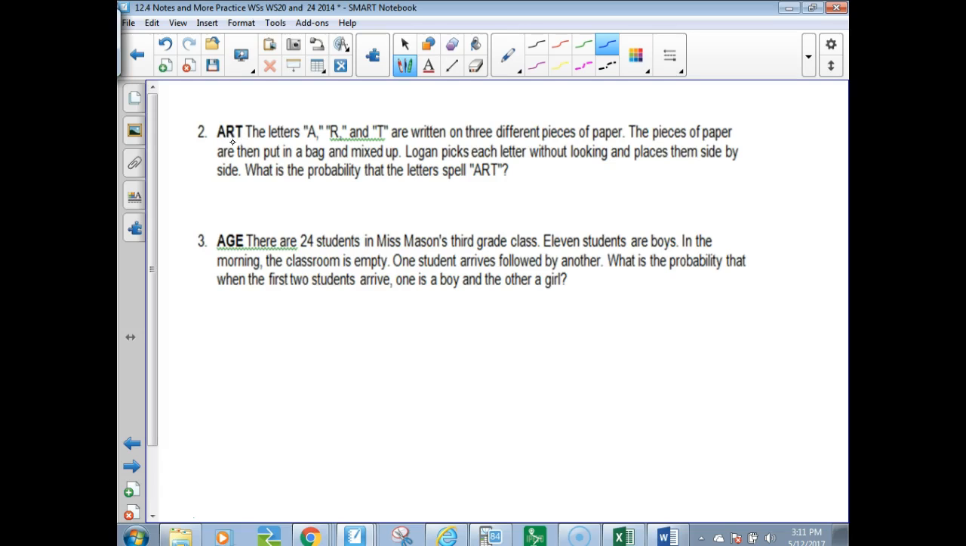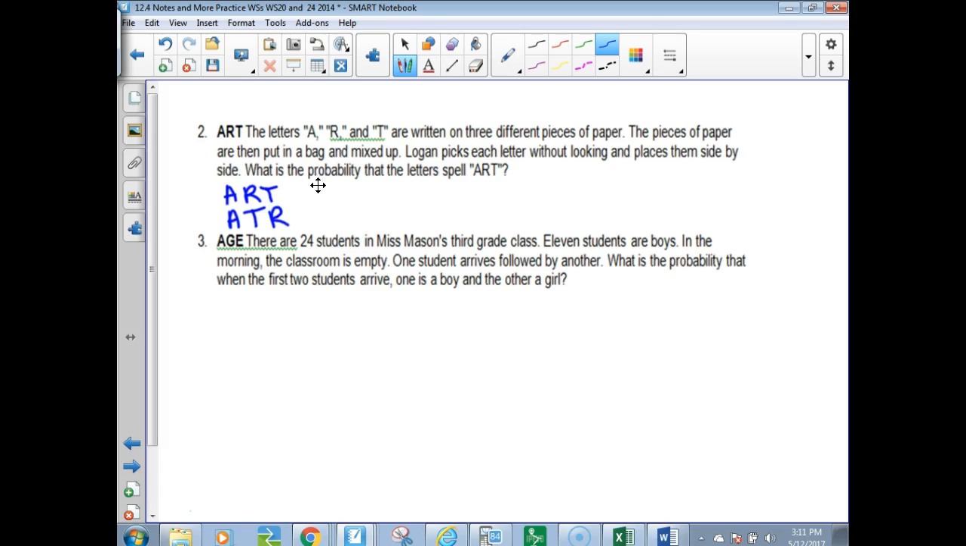All right, we got the word arts. The letters A, R, and T are written on 3 different pieces of paper, and the pieces of paper are then put into a bag and mixed up. Logan picks each letter without looking and places them side by side. What's the probability that they spell arts? Well, that's one possibility of A, R, and T. What else could it be starting with A?